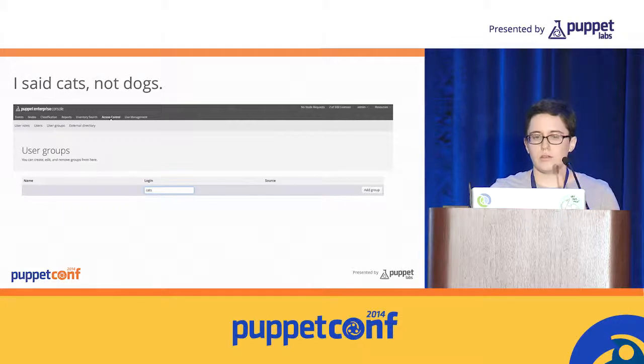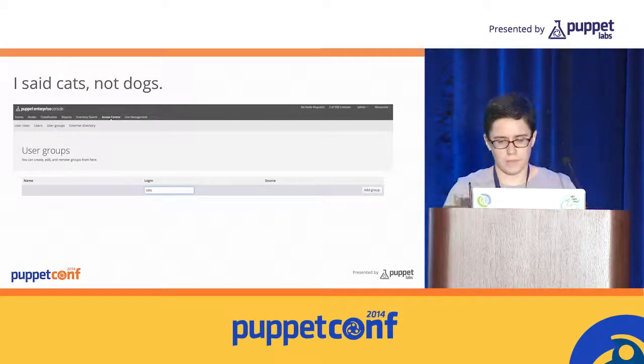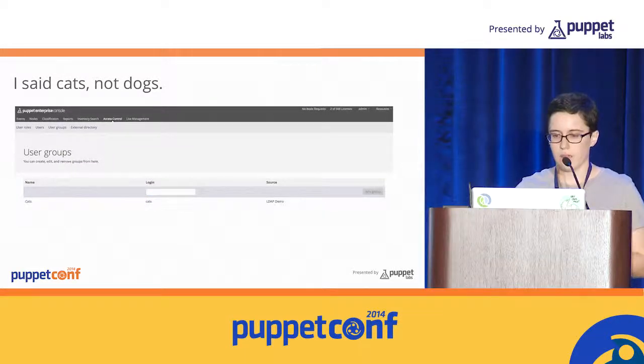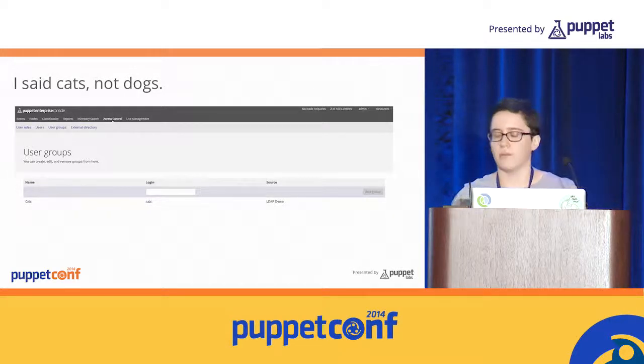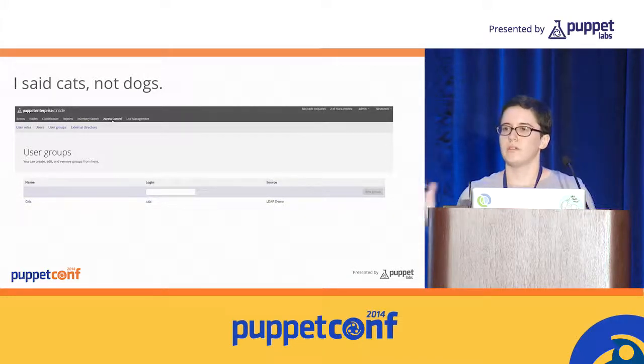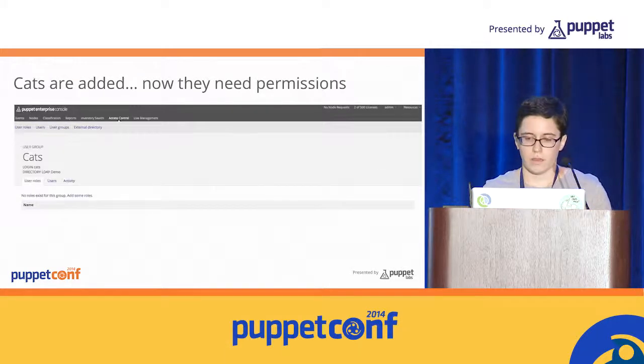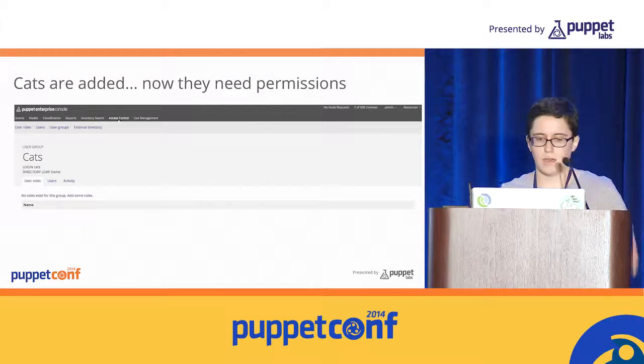So the next thing I'm going to do is go into user groups, and I'm going to add all of the groups that are present in my directory service that I want the console to be aware of. So I go and I just add the cats login, and it'll show up. And it knows what the source of this directory service is. It's from my LDAP demo directory service. And so this will allow any of those users in the cats group to log in to get any of the permissions that I give to this group. So that's what I need here.